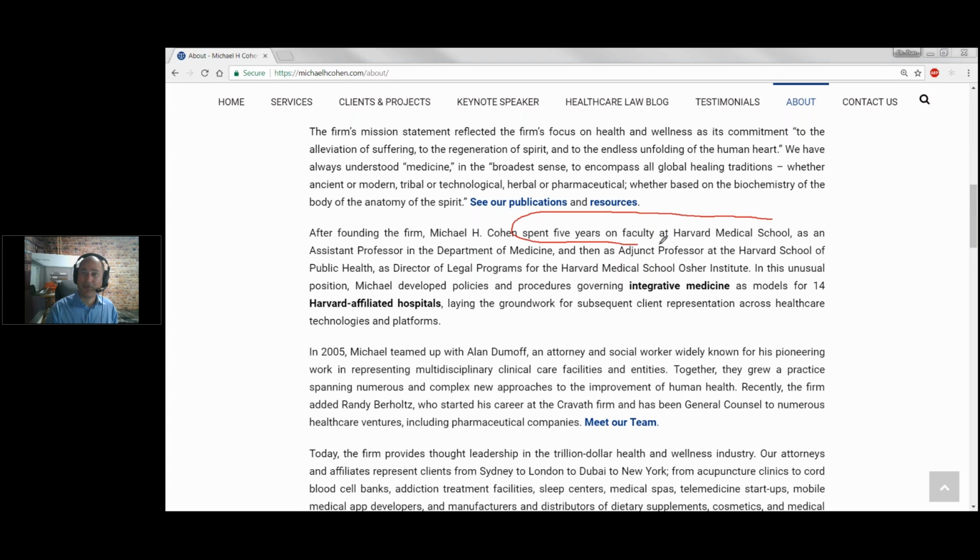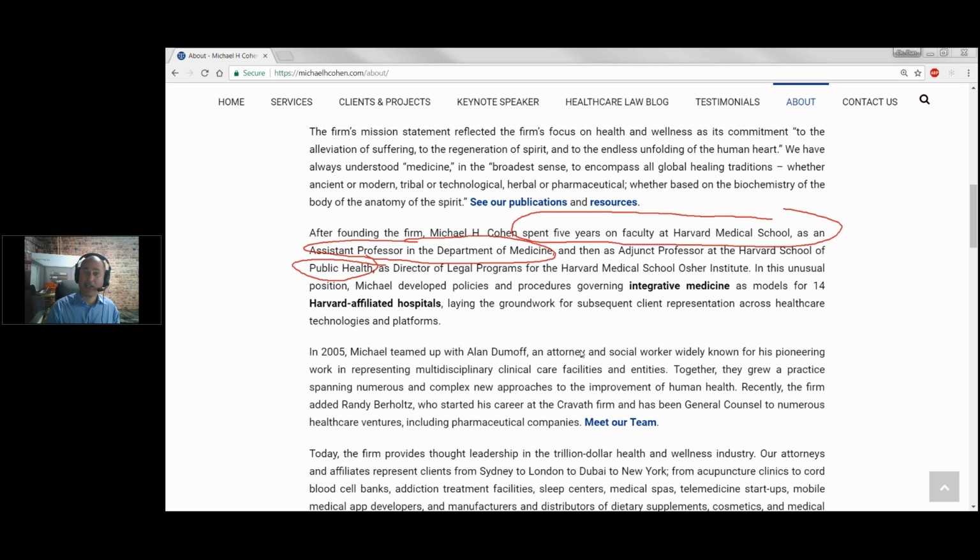where he spent 5 years on the faculty of Harvard Medical School as an assistant professor in the Department of Medicine. And I think he was the first attorney to actually get a role as an assistant professor in the Department of Medicine at Harvard University. He was also at the public health school at Harvard as well. So he was at the highest levels of academic medicine, working on integrative issues for Harvard, right?